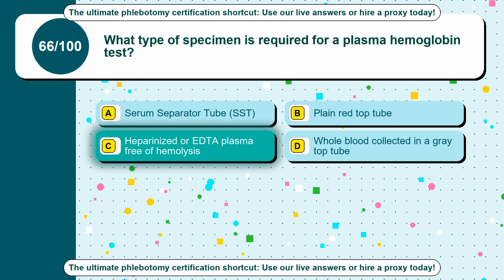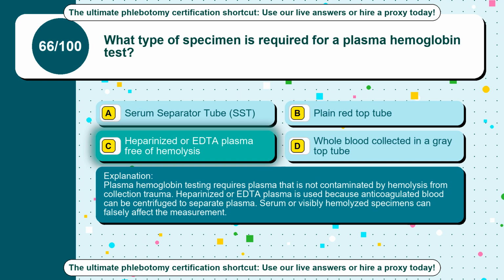The correct answer is option C, heparinized or EDTA plasma free of hemolysis. Plasma hemoglobin testing requires plasma that is not contaminated by hemolysis from collection trauma. Heparinized or EDTA plasma is used because anticoagulated blood can be centrifuged to separate plasma. Serum or visibly hemolyzed specimens can falsely affect the measurement.